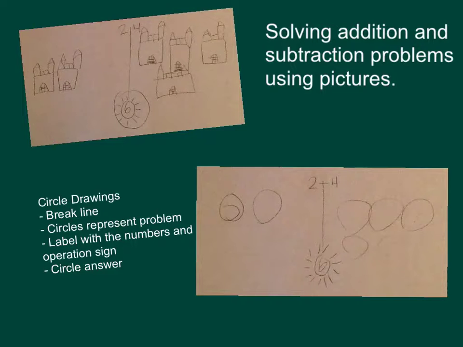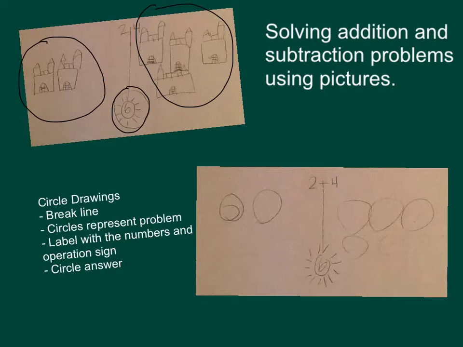We use something called a break line. So we make sure that there's a break line showing the first part of the problem on one side and then the second part of the problem on the other. So the king here has his 2 castles and then the queen here has her 4 castles. So we can see that with the break line, but then we also can see the total written down here, and there are 6.